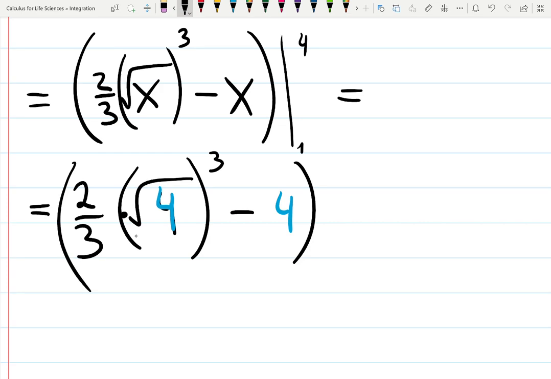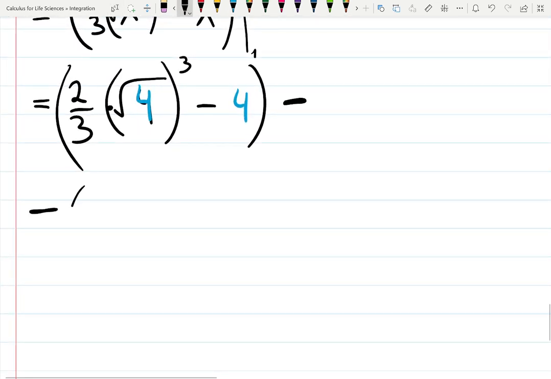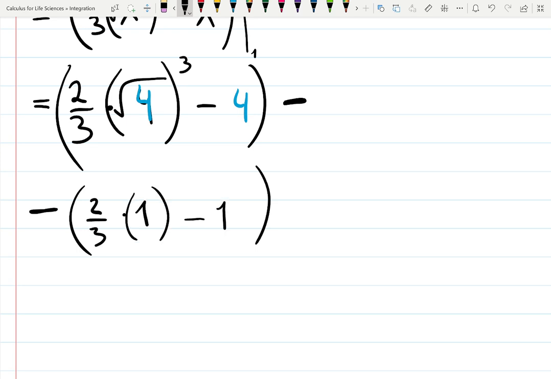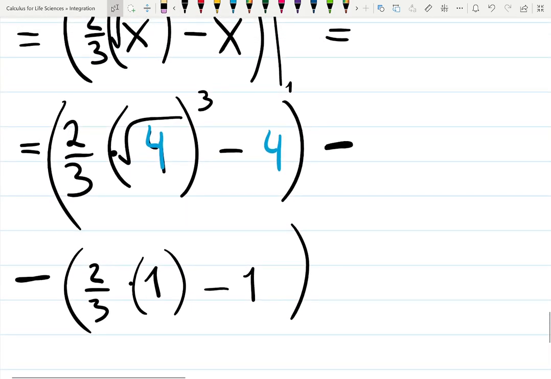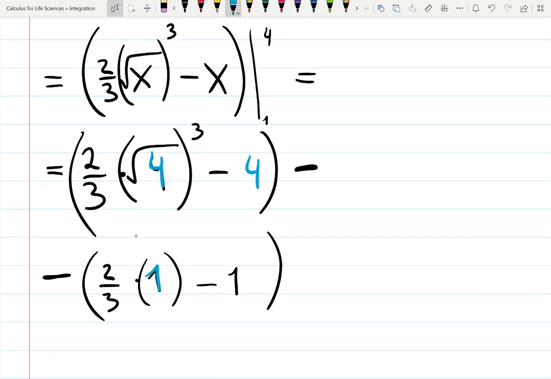Parentheses, that was the first part. Minus is part of the formula. Second part is plugging the bottom. That is 1, the lower limit of integration. 2/3 times 1, I'll just write down 1, minus 1. Square root of 1 cubed is still 1, so that's easy. It's nice to plug in zeros and ones, those are very nice.